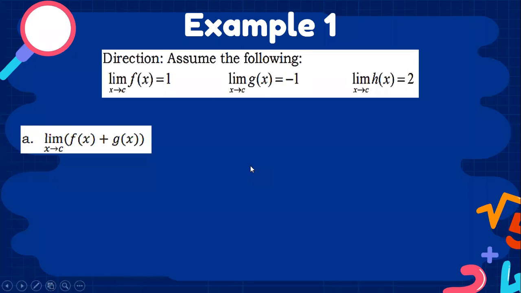Okay, this time we are going to answer the exercises. For example number 1, the direction is: assume the following. The limit of f of x as x approaches c is equal to 1. Next, the limit of g of x as x approaches c is equal to negative 1. And then the limit of h of x as x approaches c is positive 2.